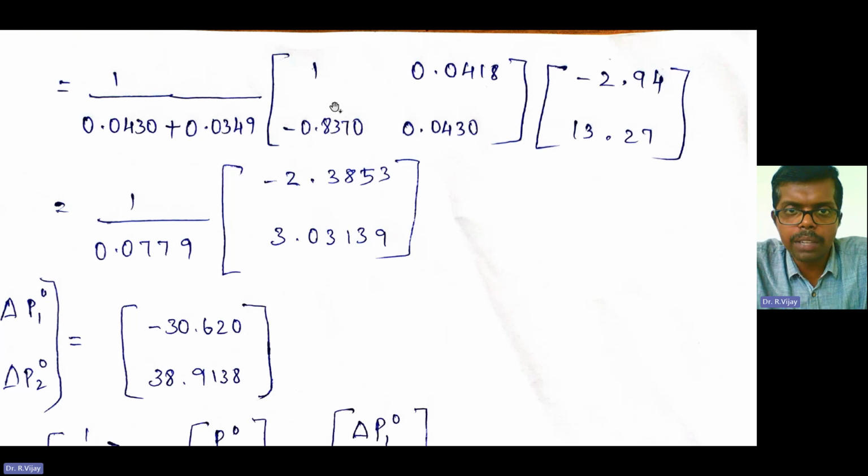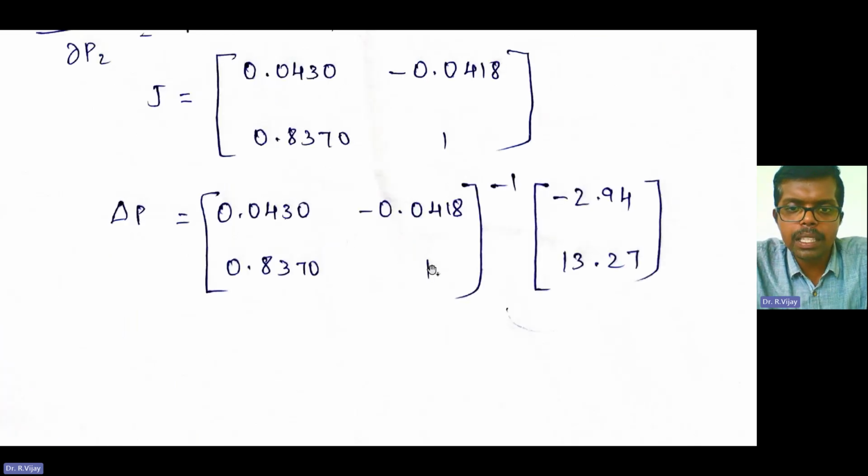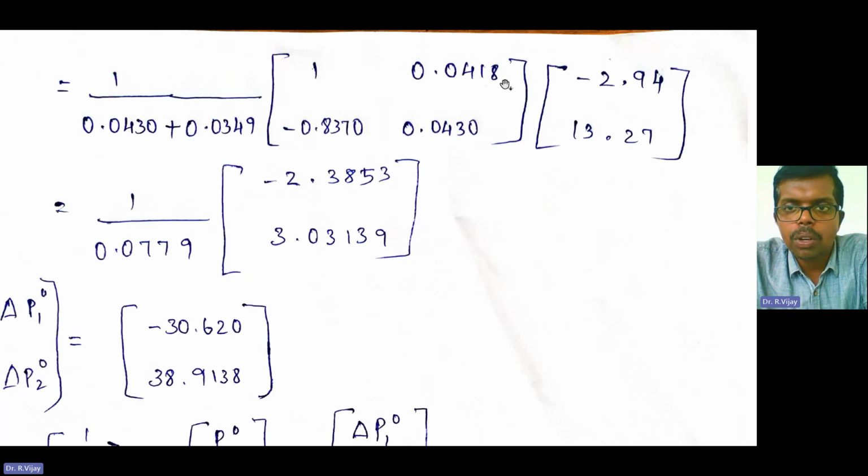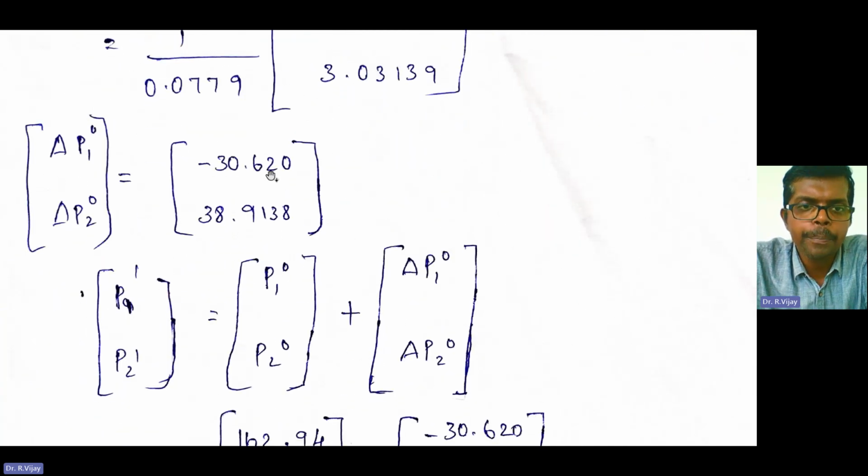So that's what we did here. We just interchanged those elements: 1 here and 0.043 here. And for these two elements, you just need to change the sign. That's all. So we calculated the adjoint into this change in function. You just need to multiply this and simplify. Take your scientific calculator and simplify this.